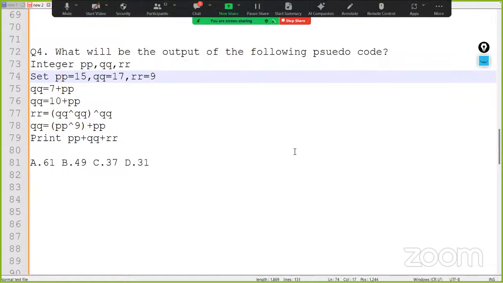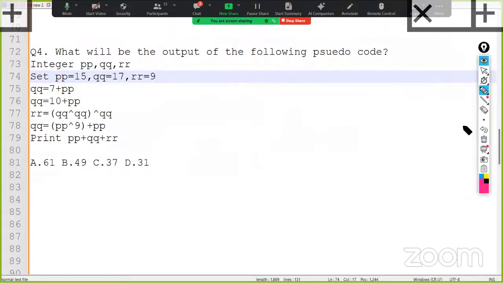61. 49. How come 49? 61. Okay, so here we have a confusion between 61 and 49. Let us get that solved and then we will conclude what the final answer for this particular question is. Now let us try to solve this question right here.